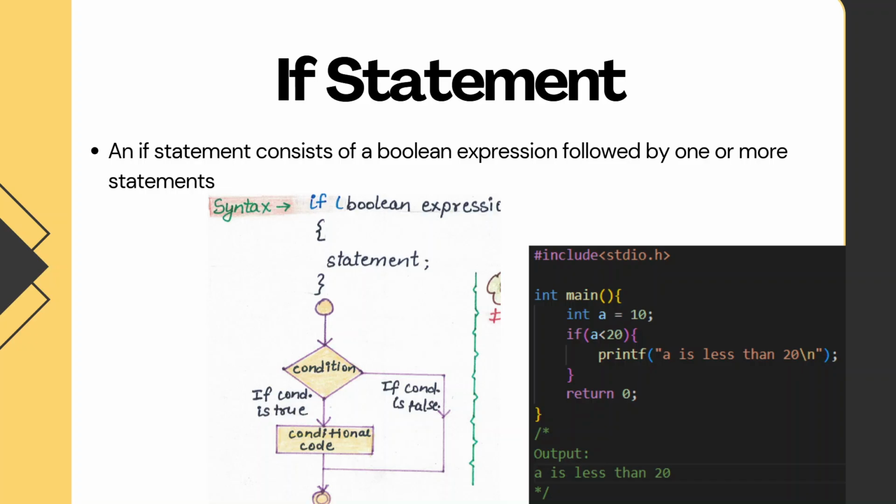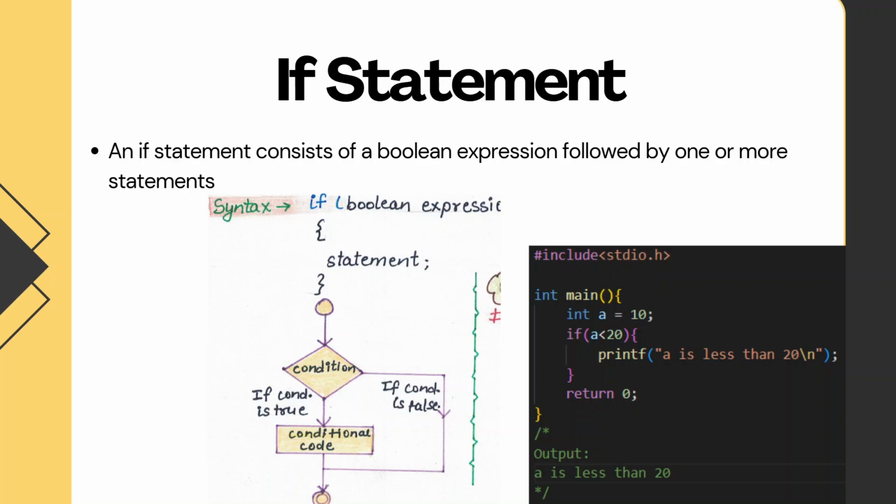If statement. An if statement consists of a Boolean expression followed by one or more statements. The syntax of this is: if, inside it the Boolean expression, then inside the code to be executed if the Boolean expression is true. This is the same as the general form. Input, then we check the condition. If the condition is true, then we do the conditional code to be executed. If it is false, then we exit the program.